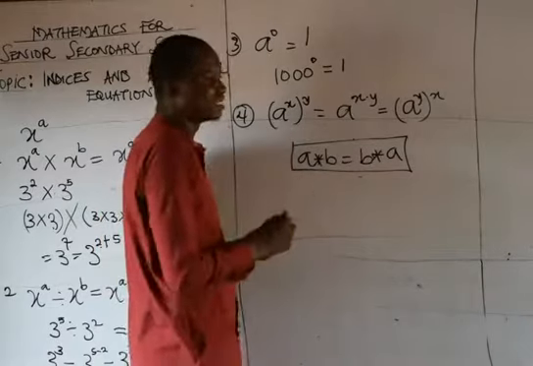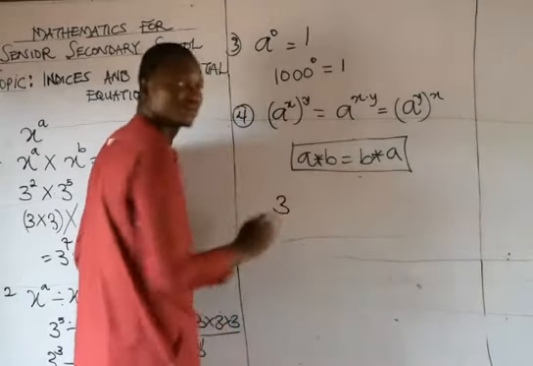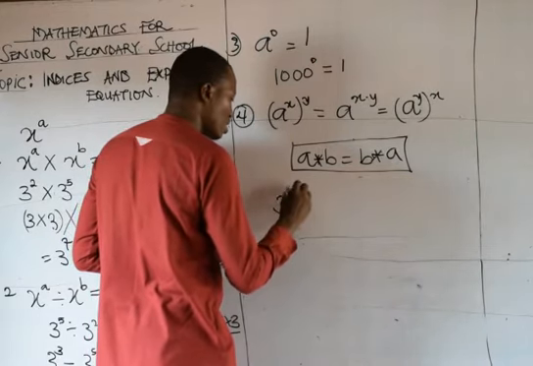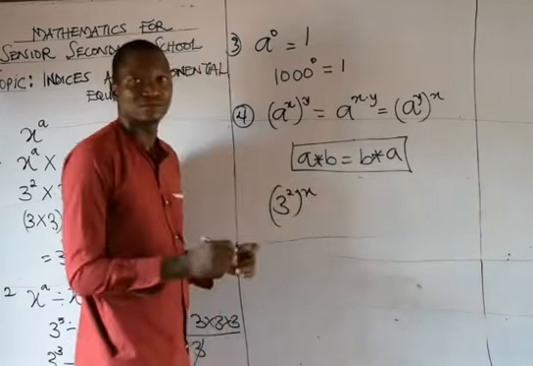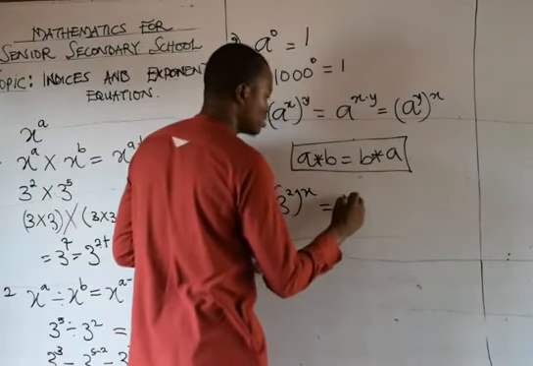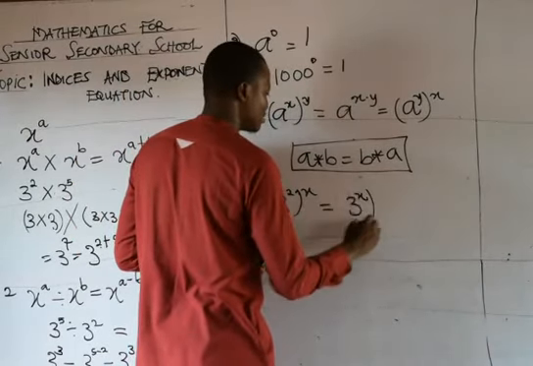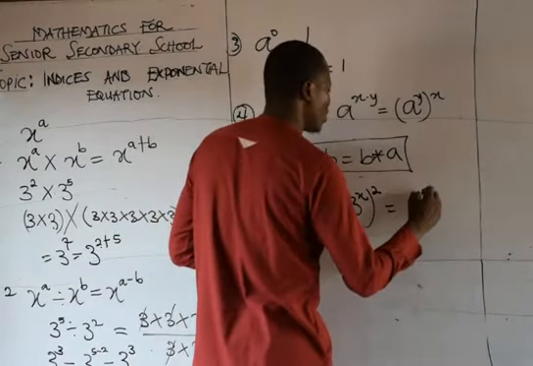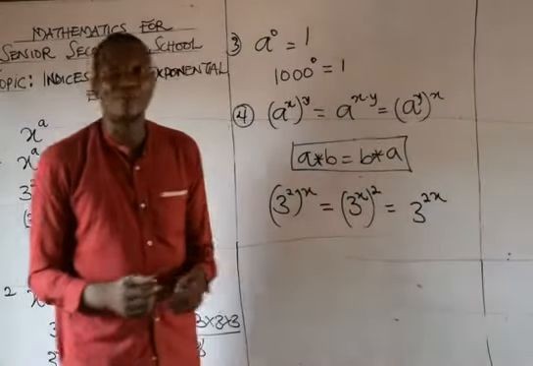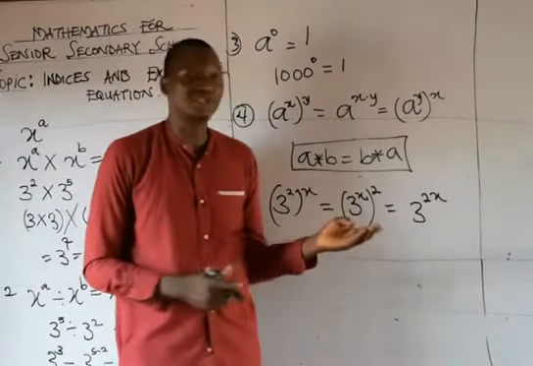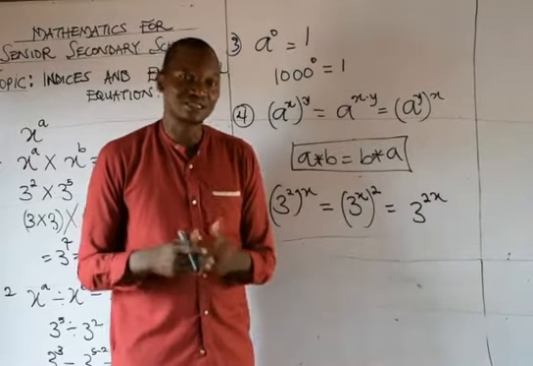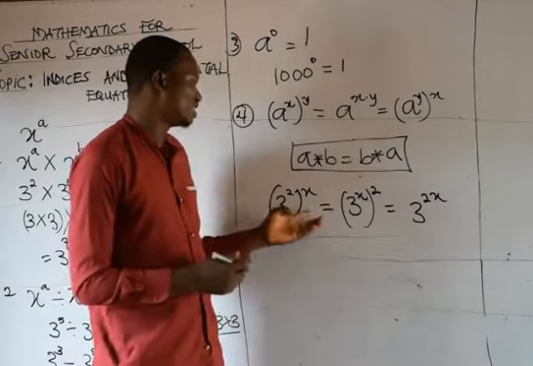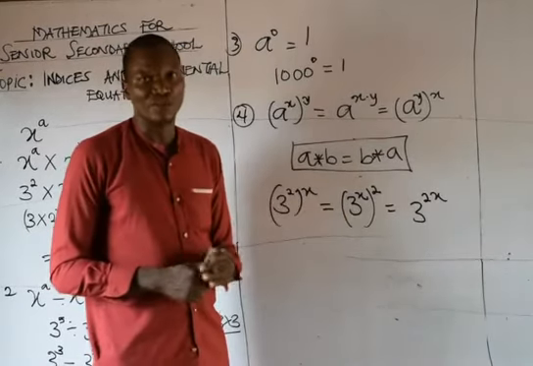So back to our business, when we have 3 raised to the power of 2x, this can be written as 3 raised to the power of x, all raised to the power of 2, and this can be written as 3 raised to the power of 2x. Depends on how you want to make use of it. In the course of these studies, when we are solving exponential equations, you will see how we make use of this law in the process.